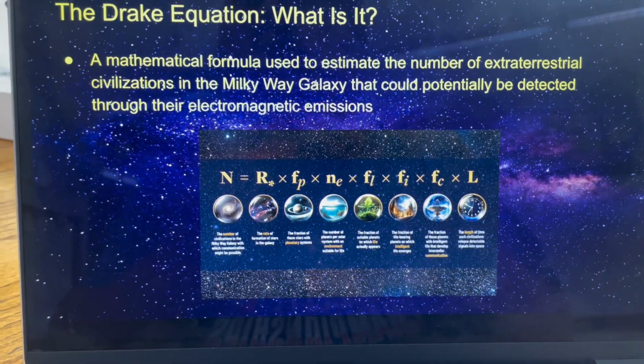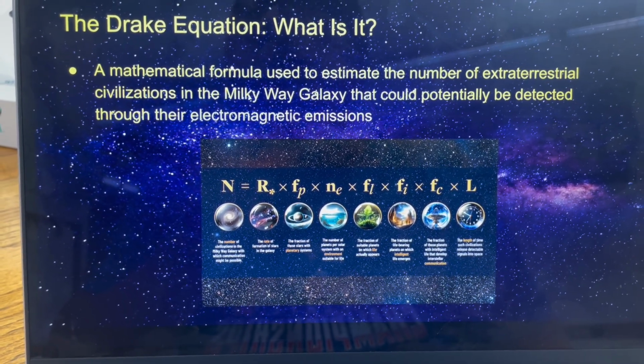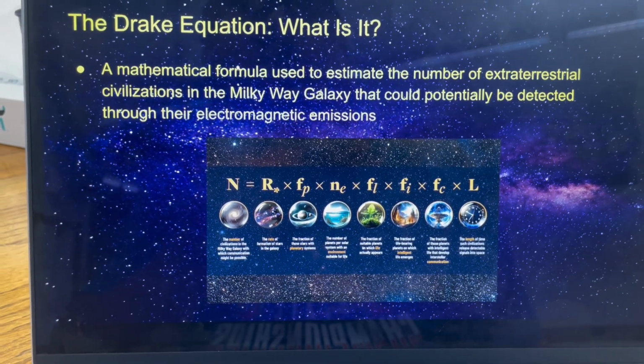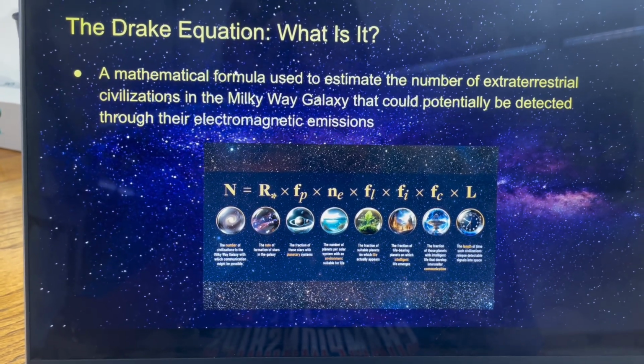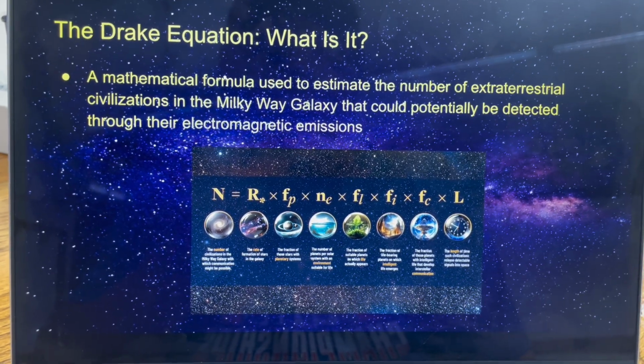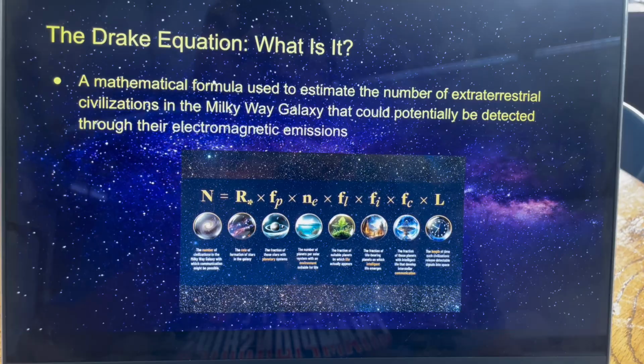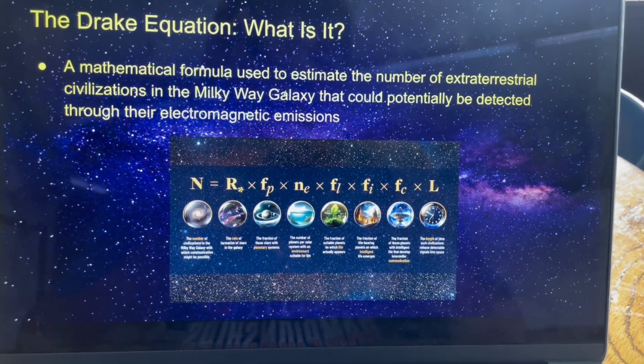The FI is the fraction of life-bearing planets on which intelligence is able to emerge. FC is the fraction of those planets with intelligent life that develop interstellar communication. And L is the length of time that the civilizations are able to release detectable signals into space.